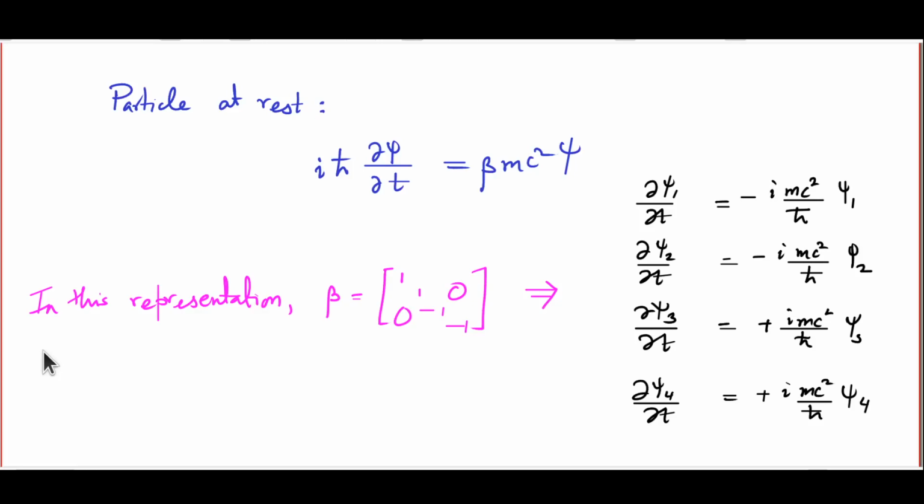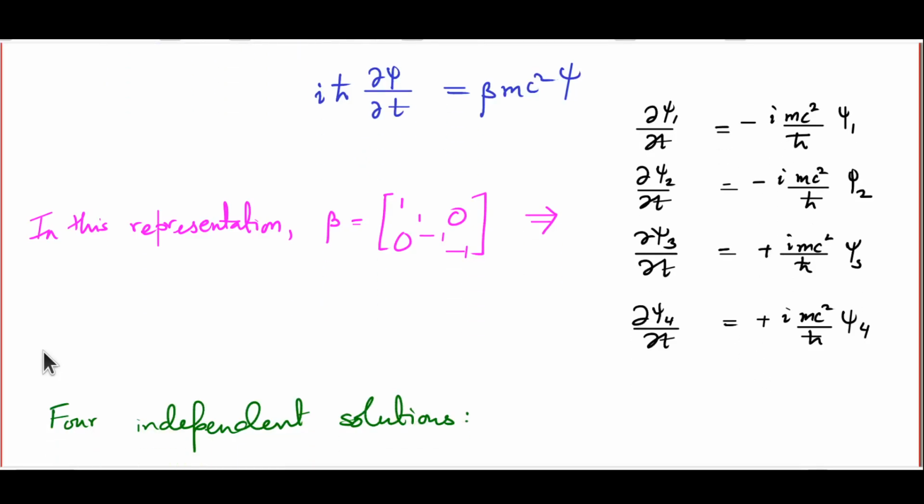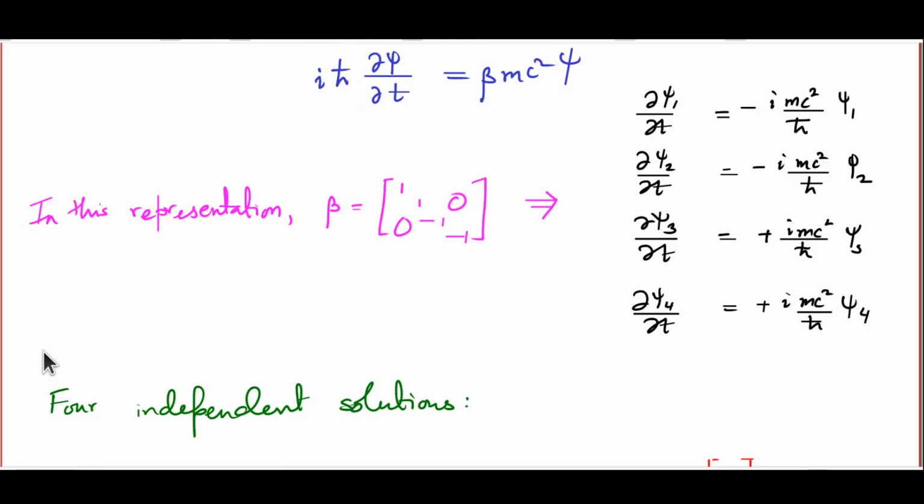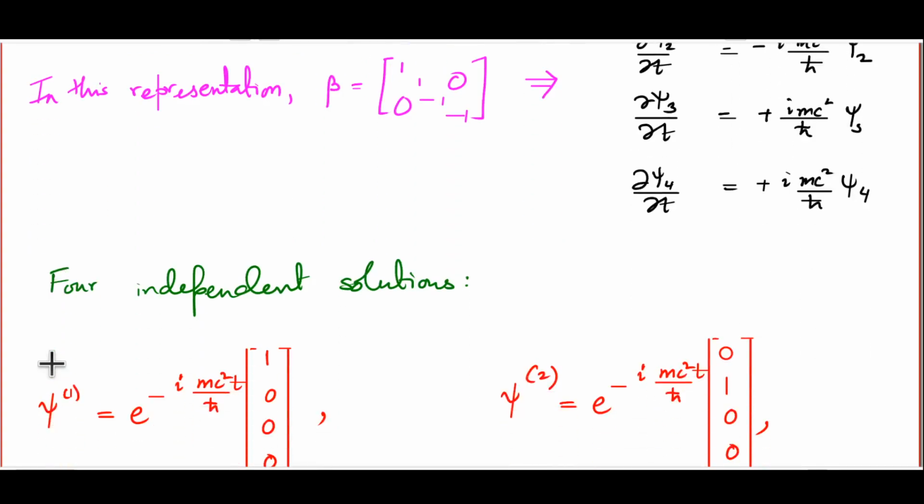But the important point to note is for psi 1 and psi 2, the factor in front is minus i mc square by h cross. For psi 3 and psi 4, the factor in front is plus i mc square by h cross. And it's very easy to find out the solutions to this bunch of equations. And it's also very easy to figure out that we have 4 independent solutions.